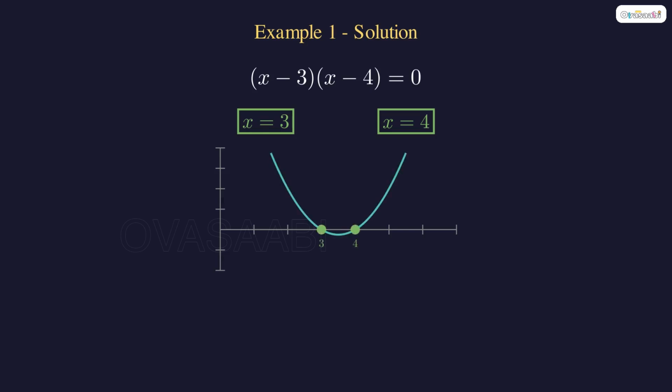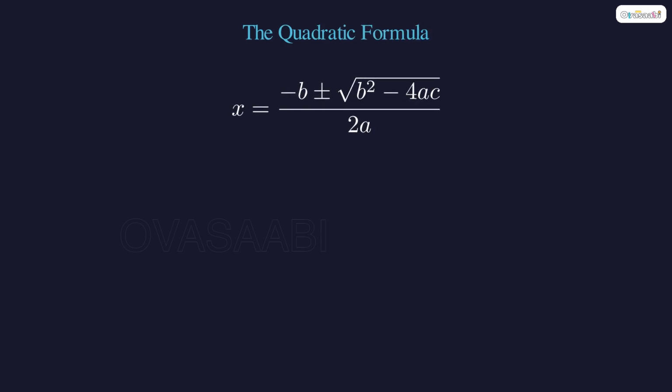We factor as x minus 3 times x minus 4 equals 0. So x equals 3 or x equals 4. See how the parabola crosses the x-axis at these two roots.